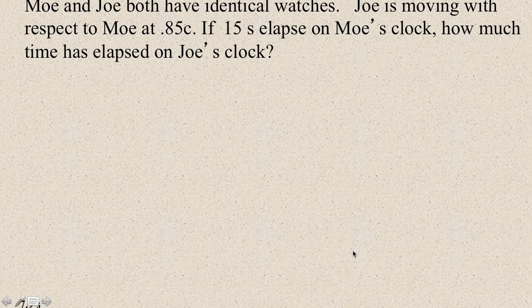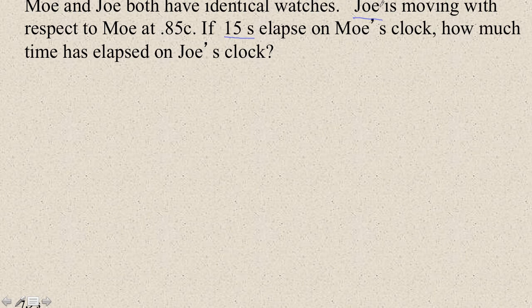Well, this is a complicated thing. But basically we can think this through, right? If Joe is moving, his clock is slower. Time is traveling slower in his frame of reference. So we're not asking how long it takes Joe's clock to show 15 seconds of elapsed time. We're saying in 15 seconds of our time, how much time is on Joe's clock? Well, if his clock is ticking slower, therefore there's going to be less time registered on his clock.